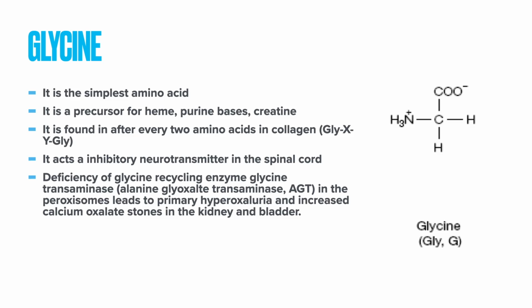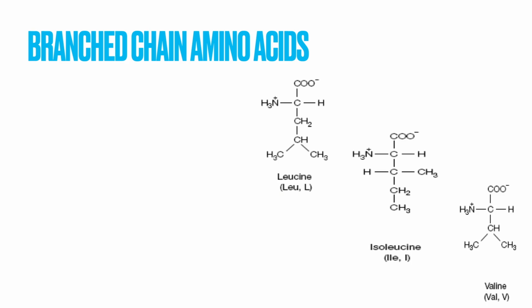So these are some of the important points about glycine. Our next important amino acids are the branched chain amino acids: leucine, isoleucine and valine. One thing common to all three of them is that they have branches in the side chain. That's why they are called branched chain amino acids. You can remember them as LIV, L-I-V.